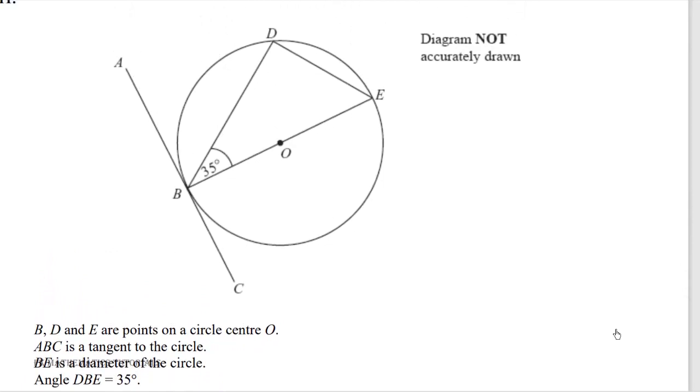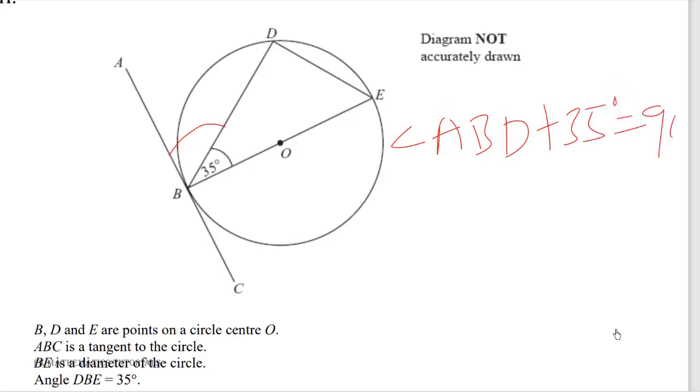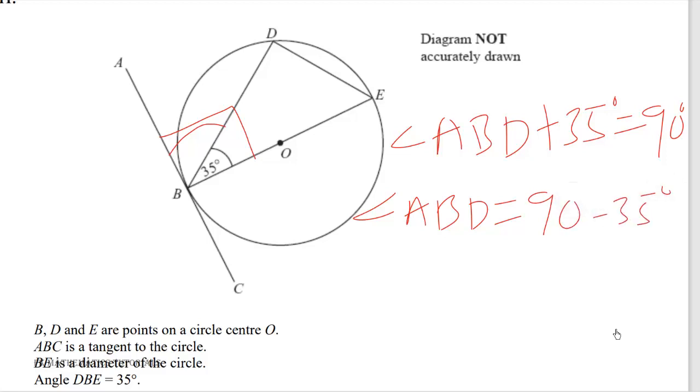Angle ABD. So this angle here is what we are looking for. So remember that angle ABD plus 35 degrees must be equal to 90 degrees because the tangent will meet the radius at 90 degrees. So angle ABD should be equal to 90 minus 35, and that will give you 55 degrees.